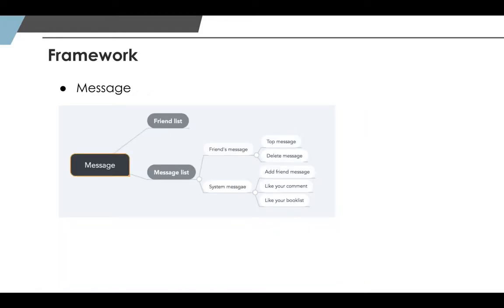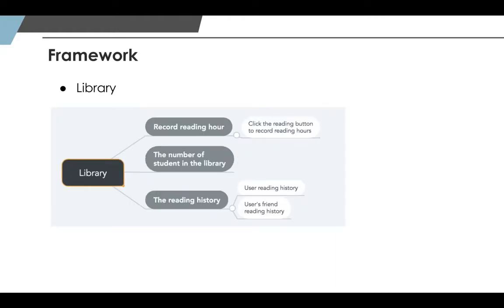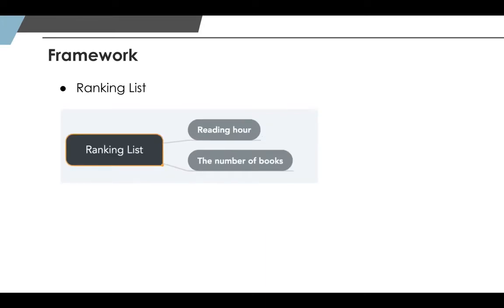Second part was message. You can receive friends' messages and system messages, and you can chat with others. The third part was library. You could record reading hours after you click the reading button, and you could see the number of students in the library. And here will show your reading history and your friends' reading history. And the third part was the gamification part, the ranking list.